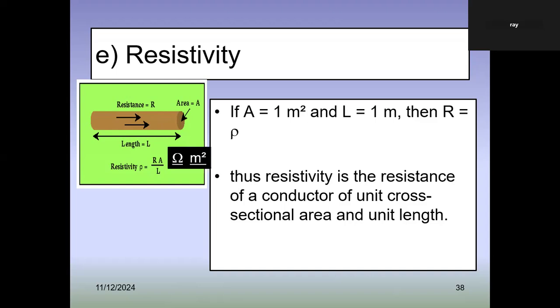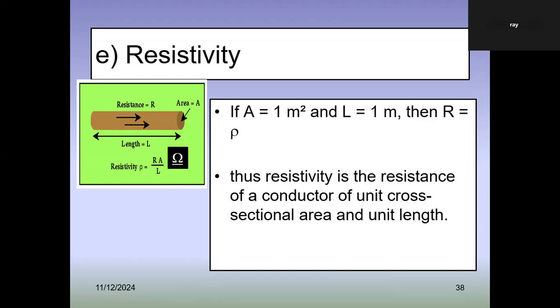Teacher, is rho a constant? The symbol rho, is it a constant? It's a constant if the temperature is constant. It depends on the material.